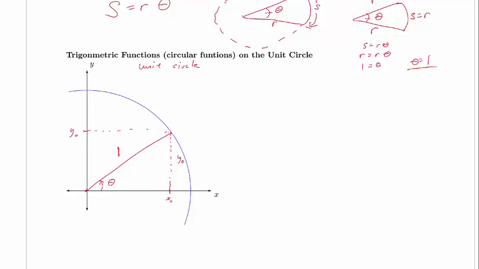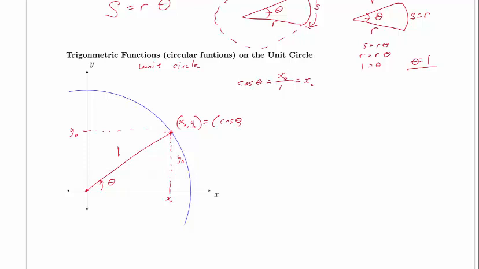Let's apply what we know from before: cosine of the angle, cosine theta, equals the adjacent divided by the hypotenuse. x naught over 1, well, that's just x naught. So note the x and y coordinates that we have here. Well, x naught is the same as cosine theta. Okay, so that's pretty nice.